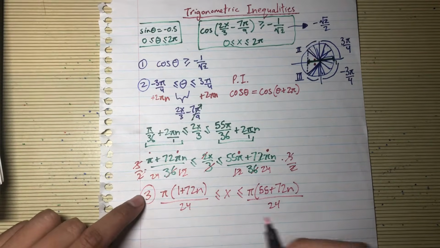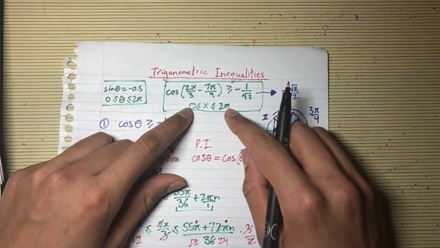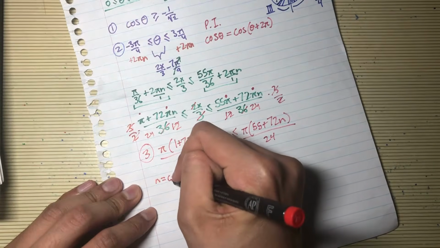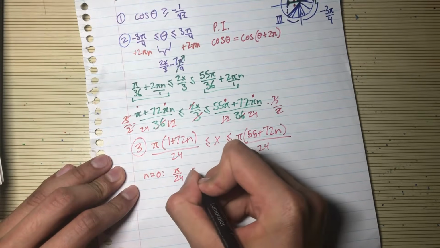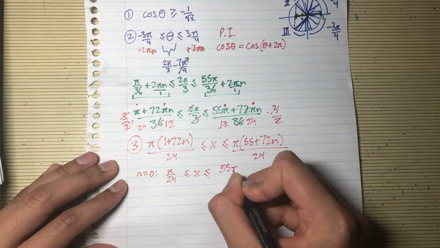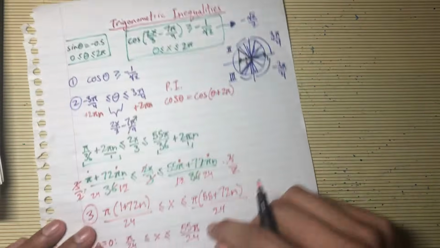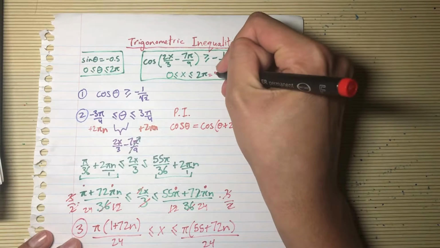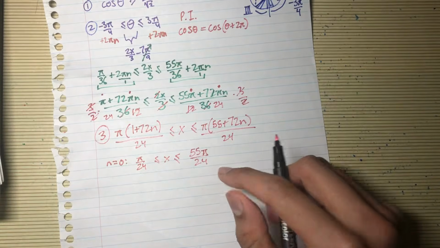So now, in this step 3, we will have to plug in values of n, such that when we get our answer set, we have to make sure that it's within the required interval for x. So let's just start with the simplest case, n equals 0. So if n equals 0, this term is 0, so we're just left with pi over 24 less than or equal to x, less than or equal to, this term is once again 0, so 55 pi over 24. Notice that 55 pi over 24 is greater than 2 pi, because 2 pi is equal to 48 pi over 24, which is obviously much less than 55 pi over 24.